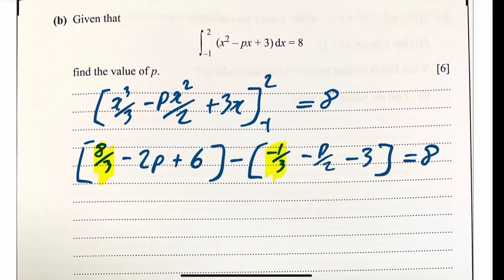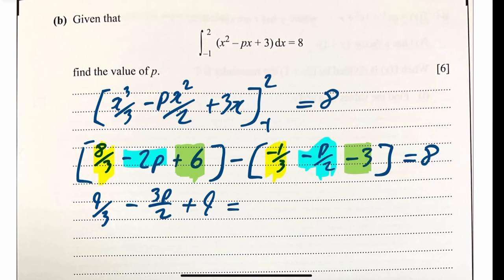That's the tricky bit. You have got 8 thirds minus 1/3, which is 1 third plus 1/3, which is 9 thirds. And then you've got the p bit then. You've got minus 2p minus a half p, which is going to be minus 1.5p. I'm going to write that as 3p over 2. And then the whole number bit, I suppose we could call it. We've got the plus 6, then minus 3, which is going to give you plus 9, and that equals 8.